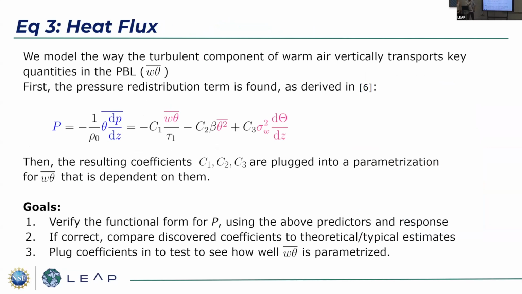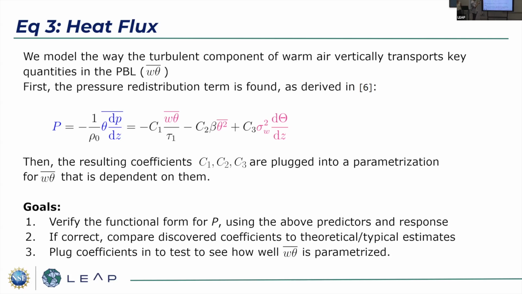The final equation that we were interested in rediscovering and improving upon was something to do with the heat flux. We're particularly interested in the turbulent component of warm air because it vertically transports important things like pollution or humidity. The way this is done, we want to study this w'theta' right here. w is the upwards component, theta is the heat. The bar above them indicates a covariance, and that's how we get upwards heat flux.